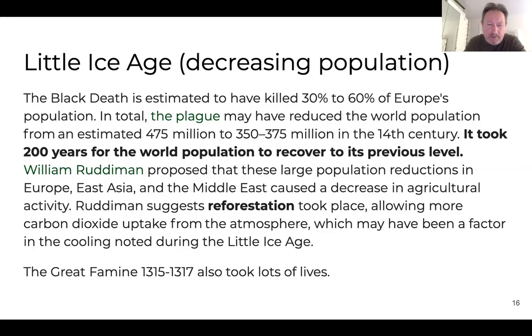William Ruddiman proposed that this large population reduction in Europe, East Asia, and the Middle East caused a decrease in agricultural activity. Ruddiman suggests reforestation took place, allowing more carbon dioxide uptake from the atmosphere, which may have been a factor in the cooling noted during the Little Ice Age. And then a great famine was also a part of this Little Ice Age.